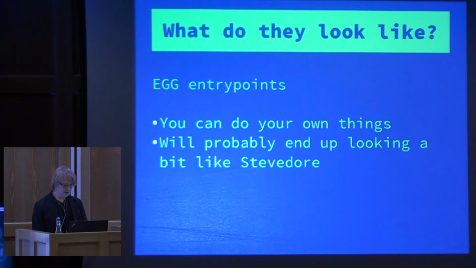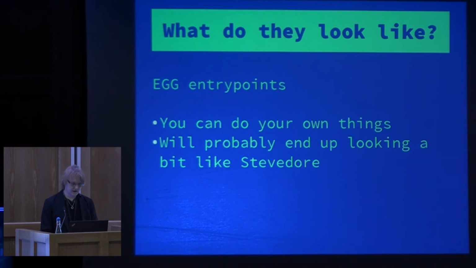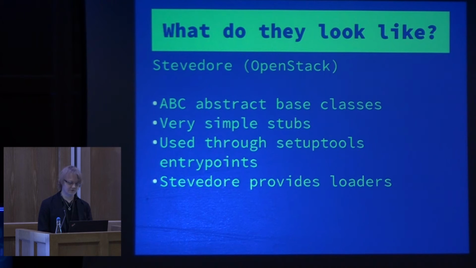So what do we have next? One way of distributing and doing these are egg entry points. You can do a lot with them, and I'm not going to go too deeply into this specifically because the next slide is going to be about Stevedore, which is OpenStack's solution for this, and I just read about it. I haven't done this personally, but it looks like a very good design and very well documented. So that's cool. You have these base classes from ABC, and you write simple stubs and extend them, and then you use the setuptools entry points to make them into plugins.